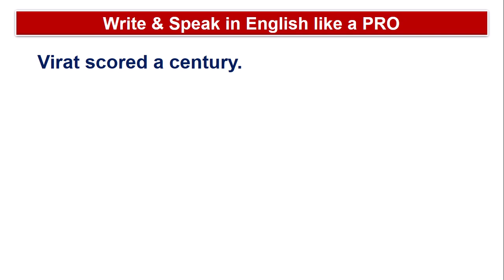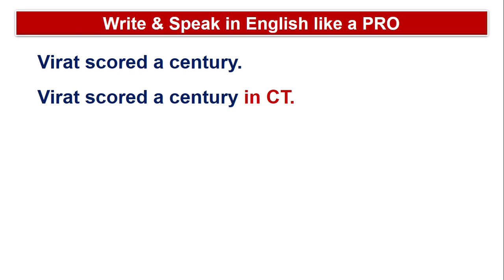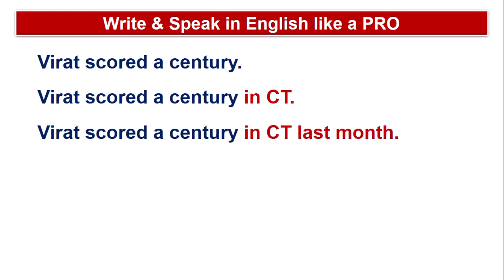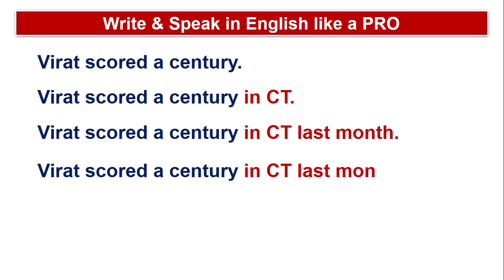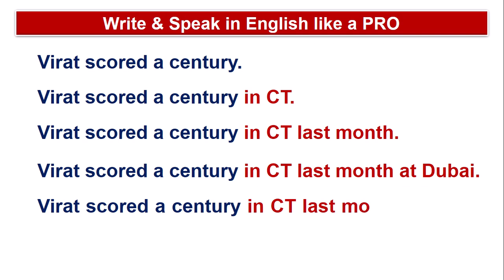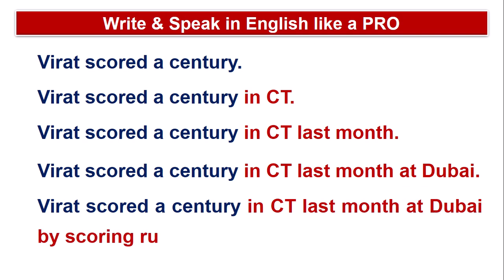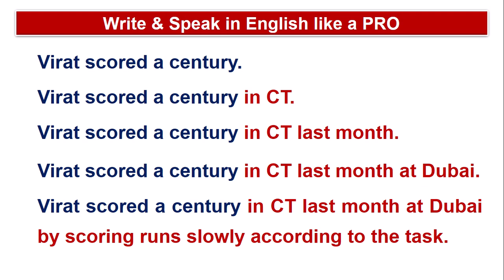Virat scored a century. This is simple past tense. Virat scored a century in Champions Trophy. CT stands for Champions Trophy cricket. Virat scored a century in Champions Trophy last month. Virat scored a century in Champions Trophy last month at Dubai. Virat scored a century in Champions Trophy last month at Dubai by scoring runs slowly according to the task.